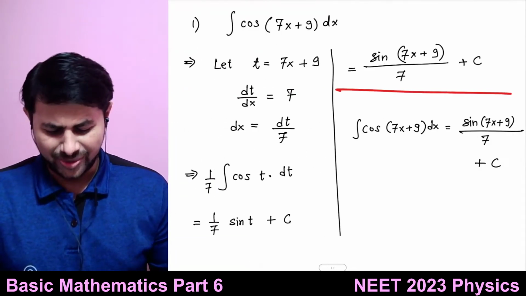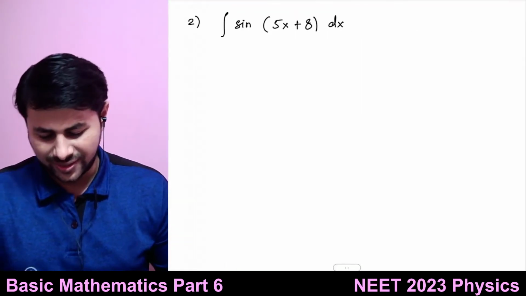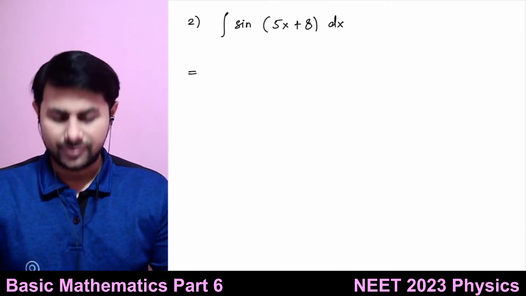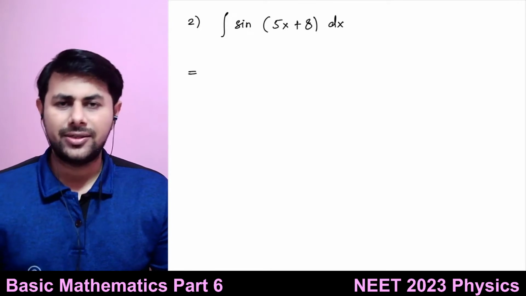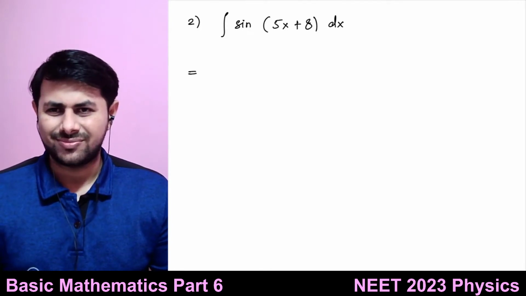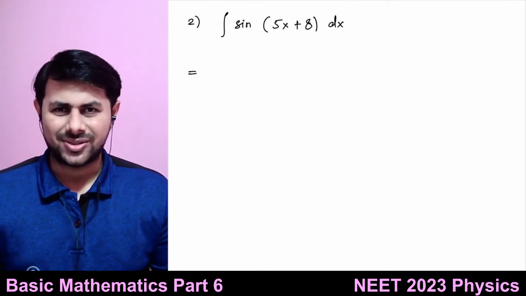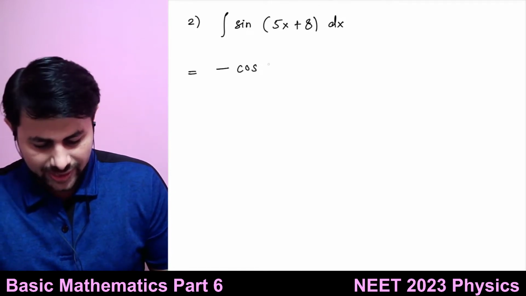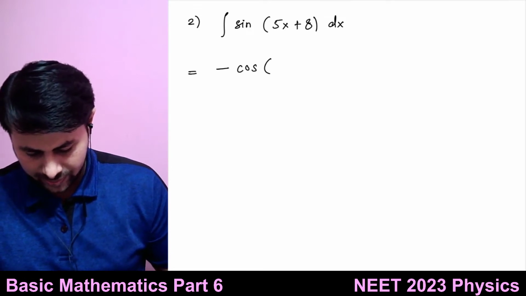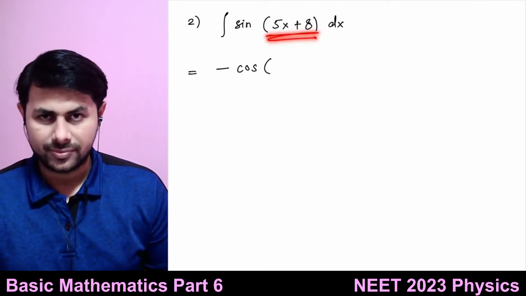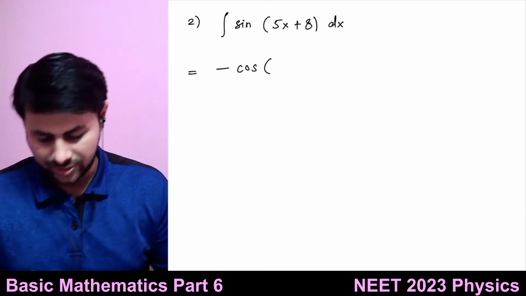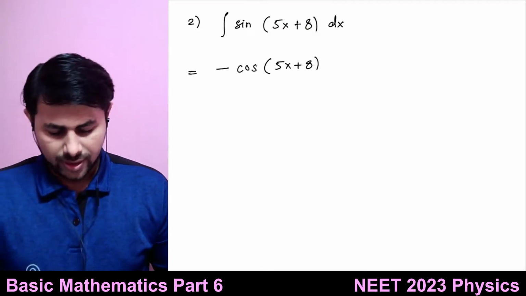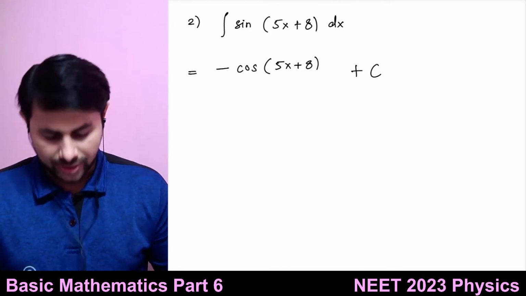Okay. So earlier problem, we had cos, now we have sine. So tell me directly, what will be the integral of this? Integration of sine is cos or minus cos? Minus cos. Okay. So it is minus cosine of this thing. Integration of sine is minus cos of 5x plus 8, and there will be an integration constant.